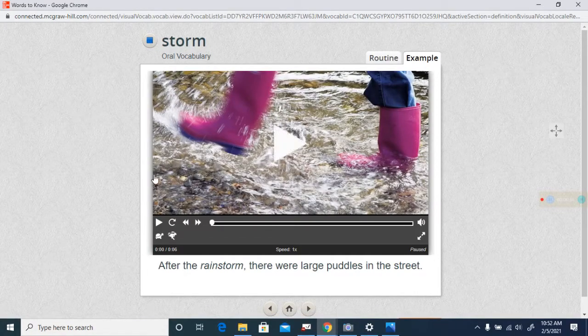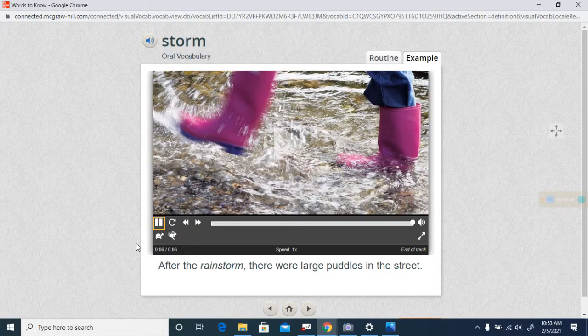Storm. After the rainstorm, there were large puddles in the street. Can you say storm with the computer? Ready? Storm. Here is what storm means. Storm. During a storm, there are strong winds, heavy rain, or snow.